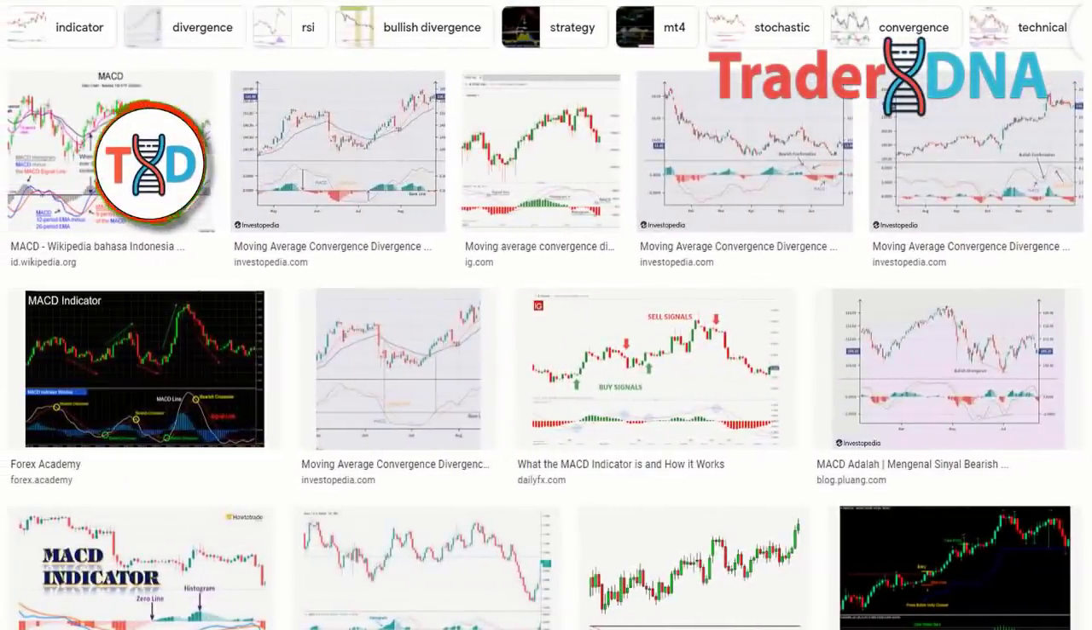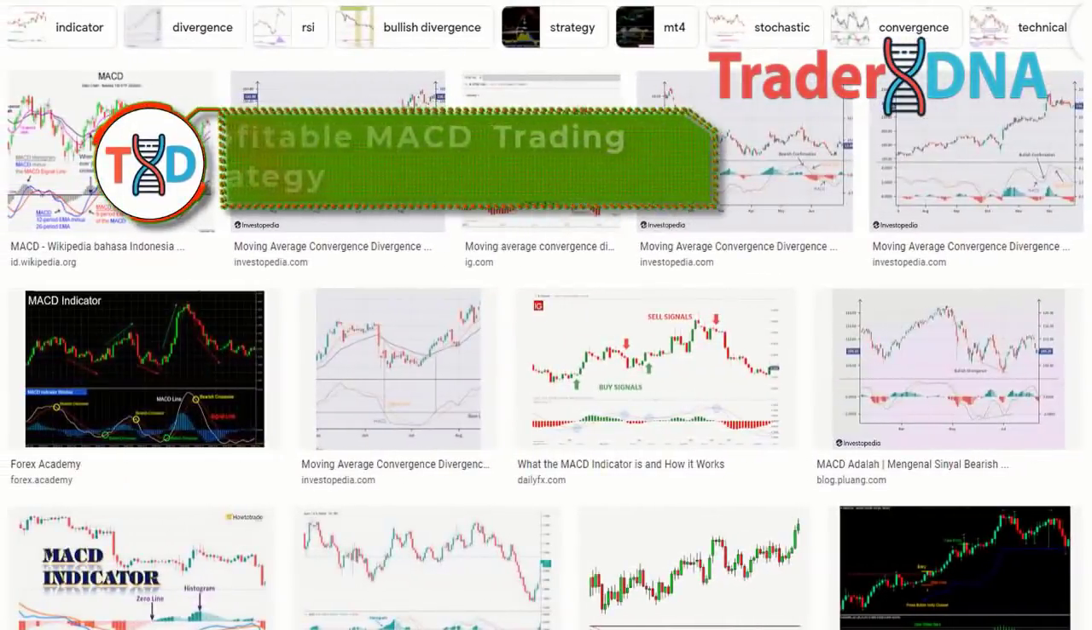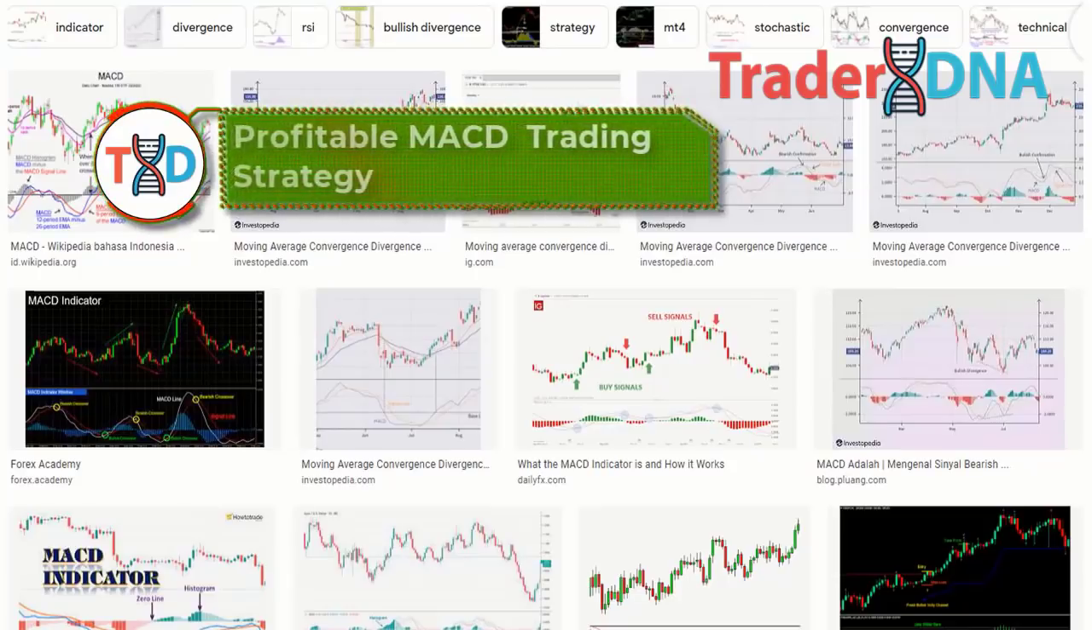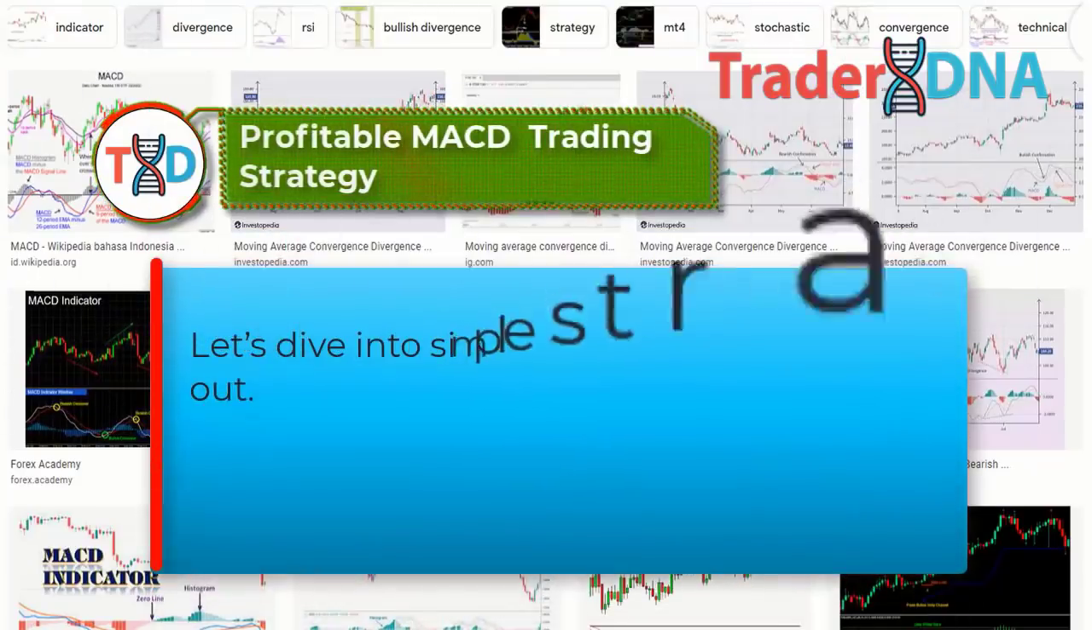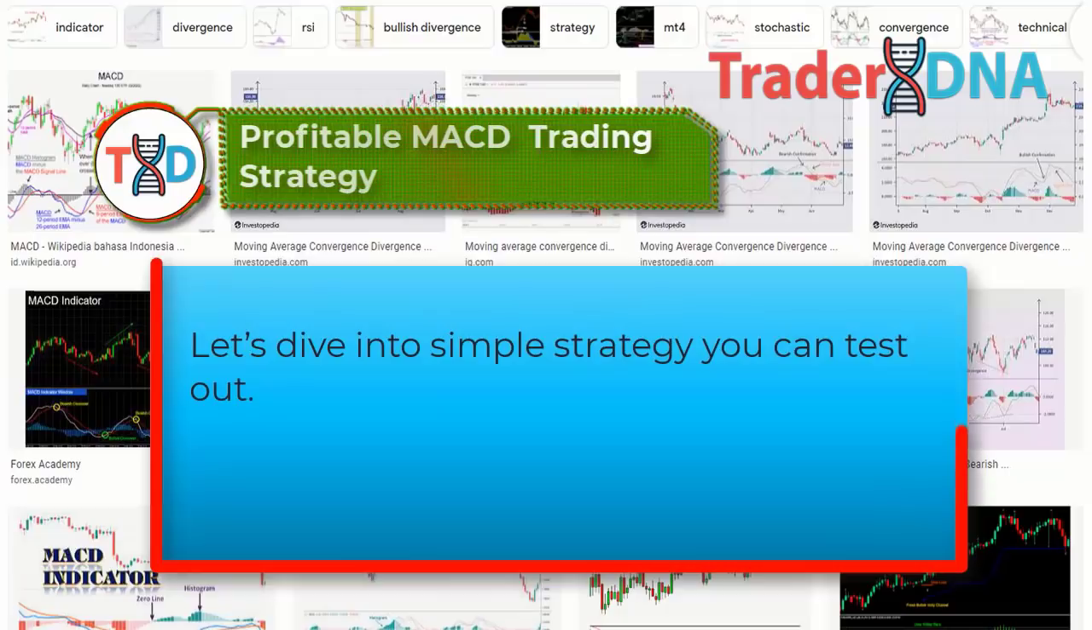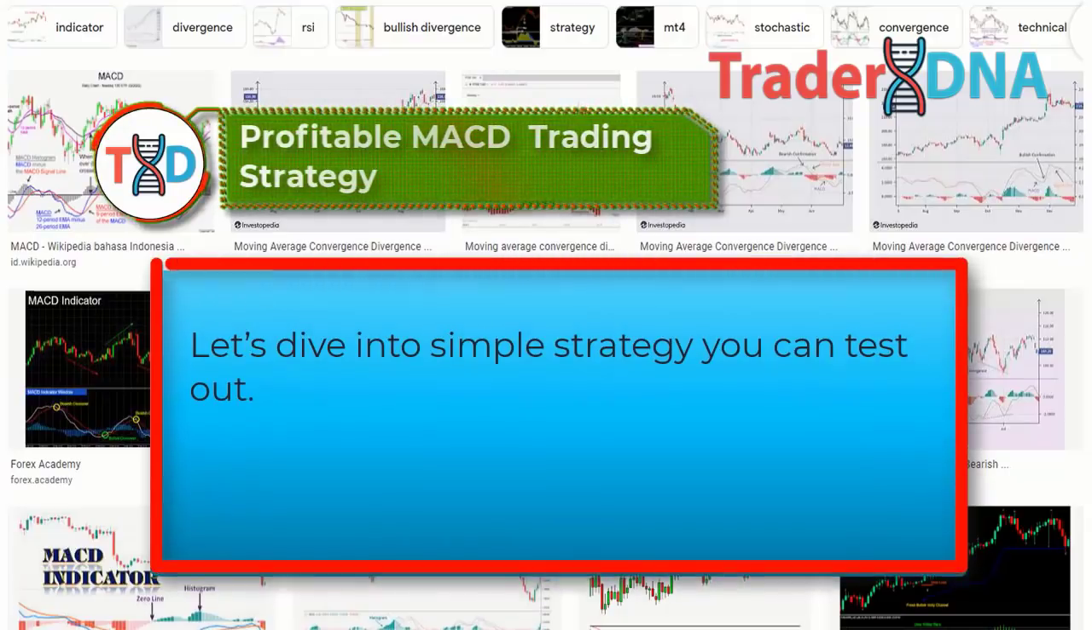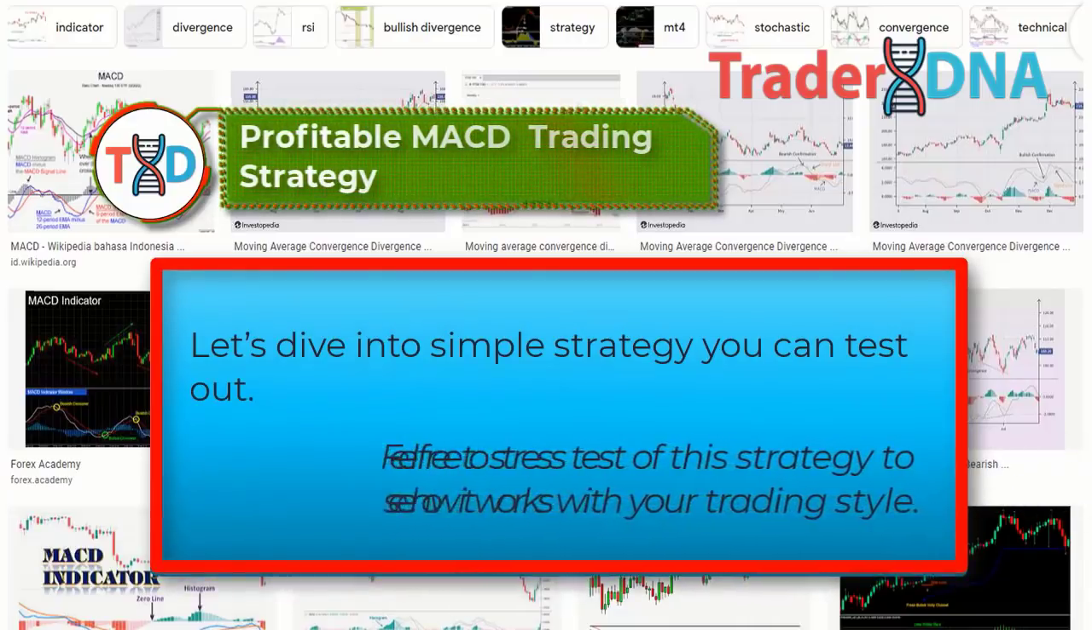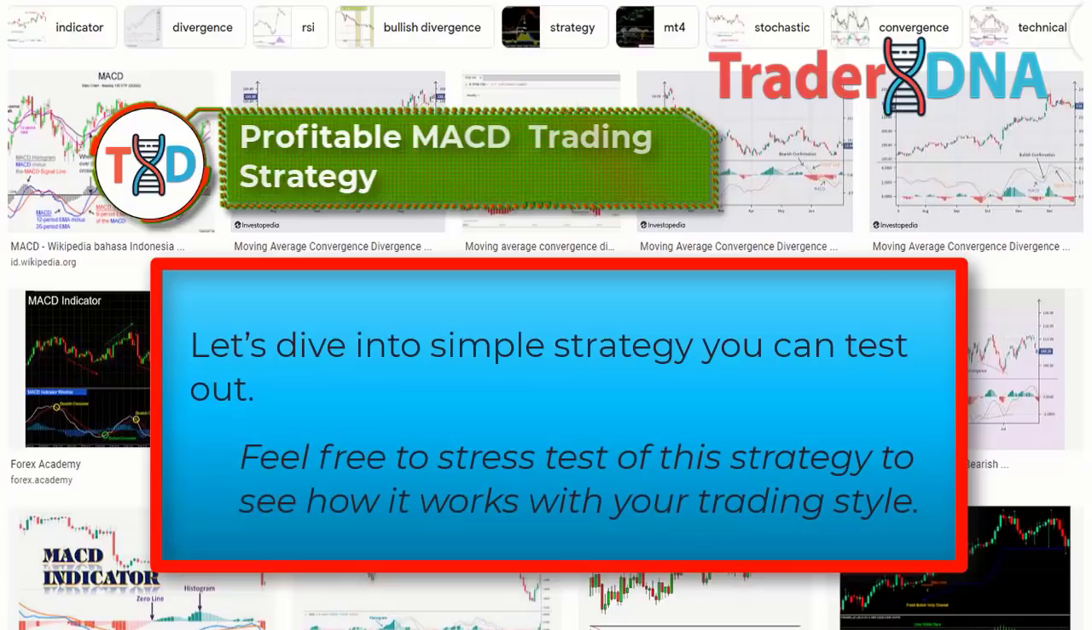Profitable MACD trading strategy. Now that we understand the basics of the MACD indicator, let's dive into a simple strategy you can test out. We've decided to take the approach of using less popular indicators for this strategy to see if we can uncover some hidden gems. Feel free to stress test this strategy to see how it works with your trading style.